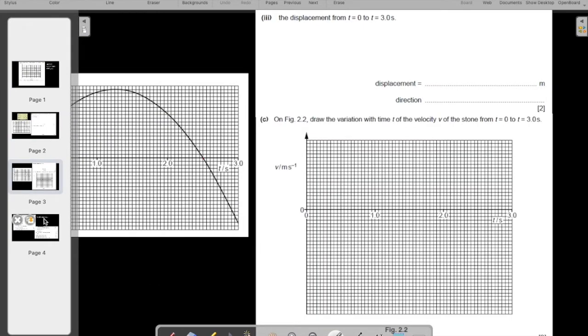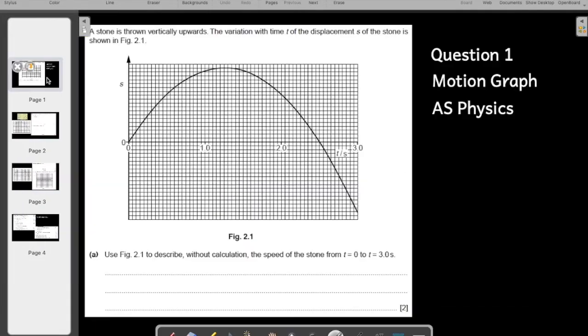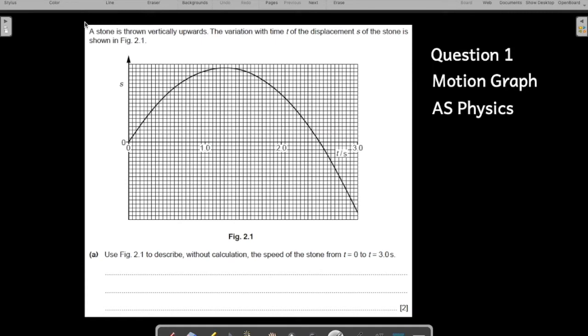I'll also be simultaneously showing you the mark scheme as we solve this question. So going through the mark scheme, as I always say, is very important because it gives you an idea what Cambridge for CIE expects you to write in your answer.